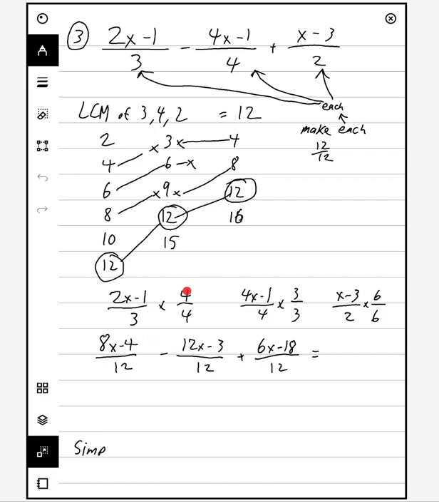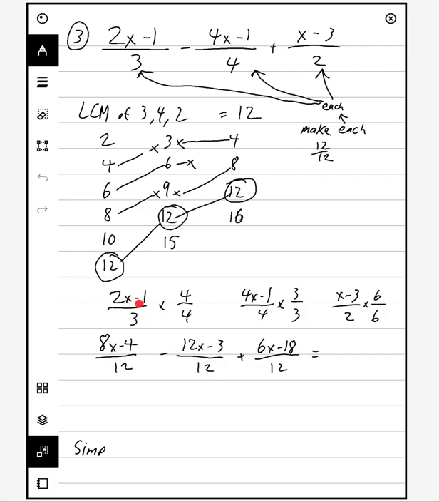So if you multiply the top and the bottom by 4, 4 over 4 is the equivalent of 1. So we're really not changing it by anything, right? Like if you multiply 5 by 1, it's still 5. So that's what we're doing here. We're going to multiply this by 4 over 4. This one, since it's over 4, in order to get it to 12, we need to multiply by 3. So we're going to do 3 over 3. And for this last one, since it's over 2, we need to multiply it by 6 to get to 12. So 6 over 6.